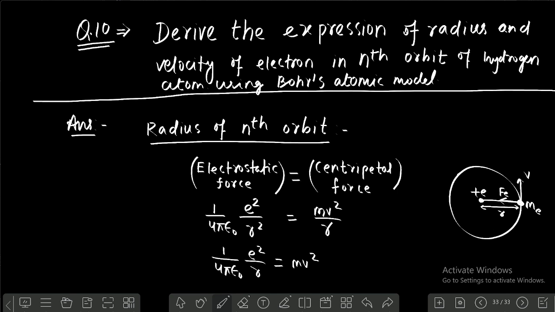So let's see how I am calculating. Everyone understanding electrostatic force? Why centripetal force? Because the necessary centripetal force is provided by this Coulomb's force.